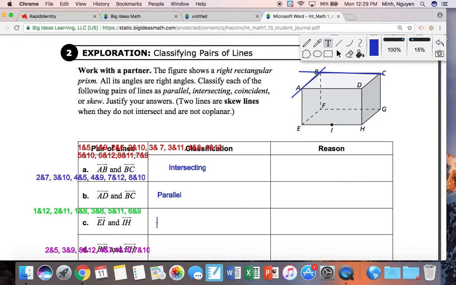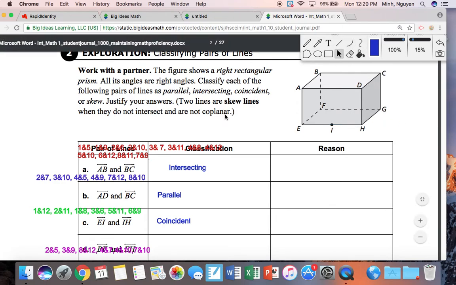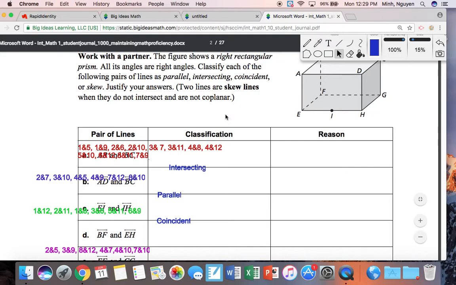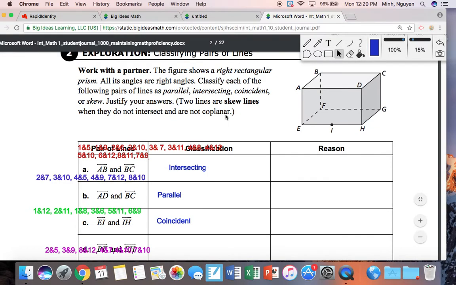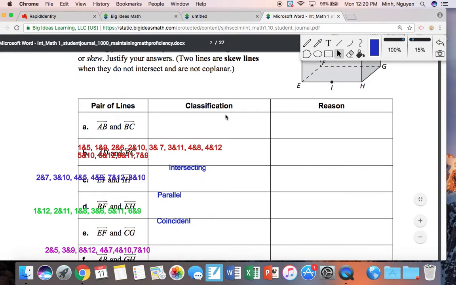EI and IH are coincident because they are actually the same line. So if I take this, EI is that line. Again, don't forget, lines never end, so when you draw it, you just draw it like that. You draw them continuously. You can extend as you feel free because they are lines. What else? BF and EH, those are skew.